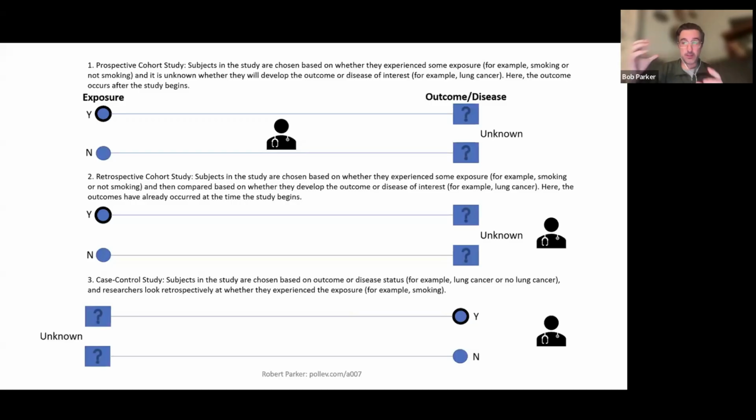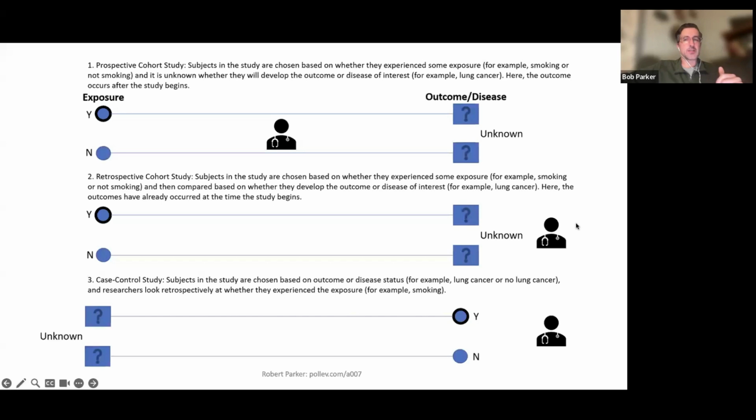So this one is a little bit confusing, but think about it that you, as the researcher or investigator, are all the way over on the side of the screen. Both the exposure and the outcome have already happened. All right. So subjects in this study are still based on whether they experience some exposure. For example, smoking or not smoking, and then compared based on whether they develop the outcome or the disease of interest. For example, lung cancer. But here, the outcomes have already occurred at the time the study begins.